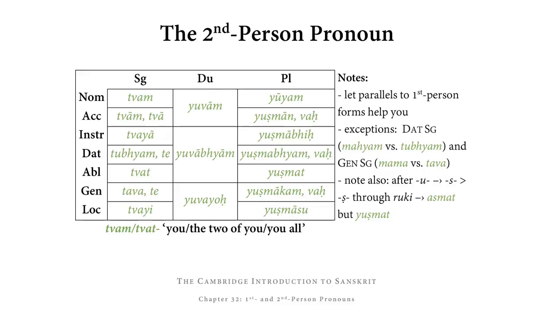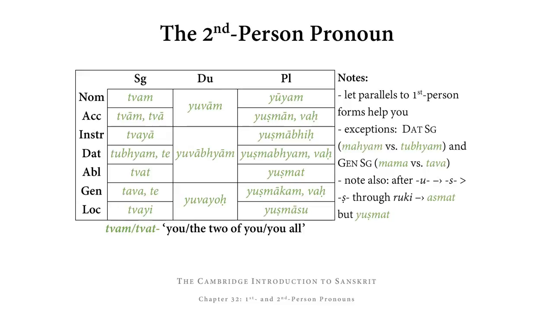Then in the dative we have something slightly different. We don't have machyam, but we have tubyam. So tubyam is a form that we need to memorize. Then in the ablative, twat as opposed to mat, so completely parallel. Then in the genitive singular we have tawa as opposed to first singular mama, so that too would be a form that we need to memorize. And then in the locative we have twayi as opposed to mayi, and so that's a form that again is completely parallel in its endings to what we find in the first person.